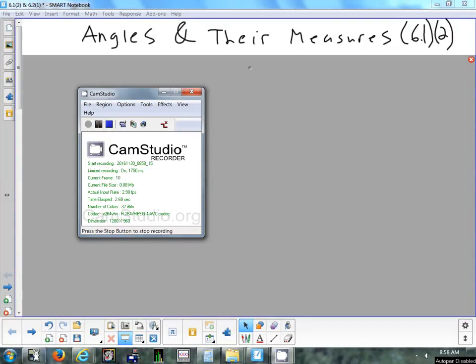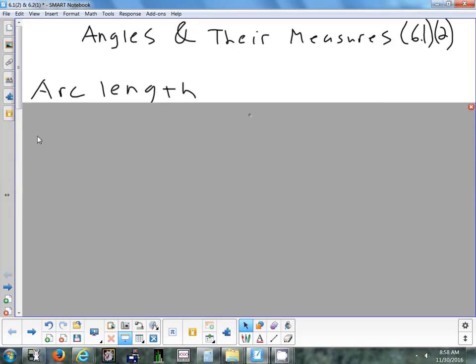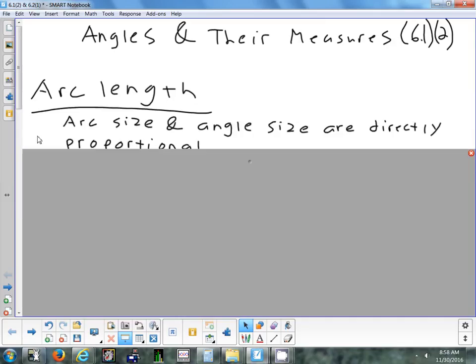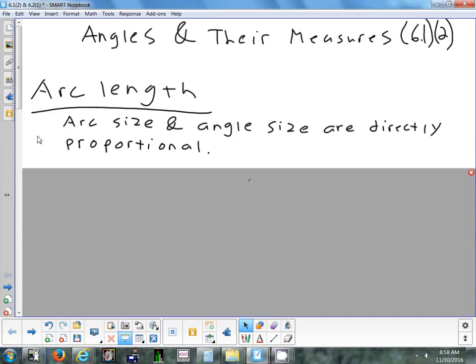All right, so today we'll continue looking at section 6.1. And the first thing we're going to talk about in this section is arc length. Okay, how you can find the length of an arc on a circle. And one fact that's going to allow us to do this, and we just have to trust that this is true, is that arc size and angle size are directly proportional.